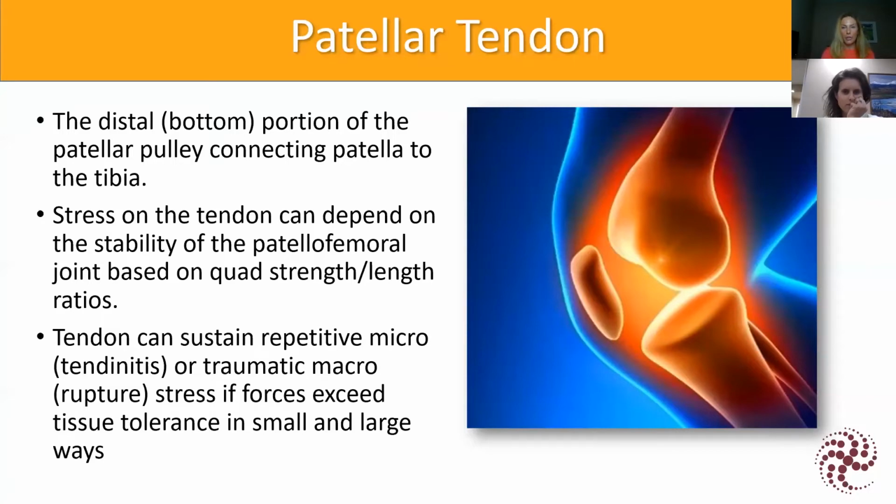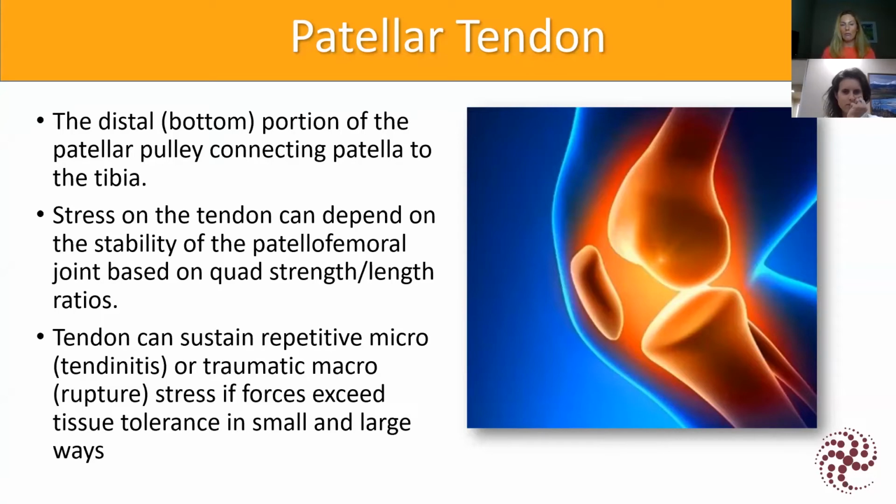The bottom portion of the patella becomes the patellar tendon, and that's like the base of that pulley system where it connects and inserts onto the tibia, the lower leg bone. Stress on that tendon can depend again on that length and strength relationship of your quads. So that's something that we look really close at and guide patients in how to be stretching at home.